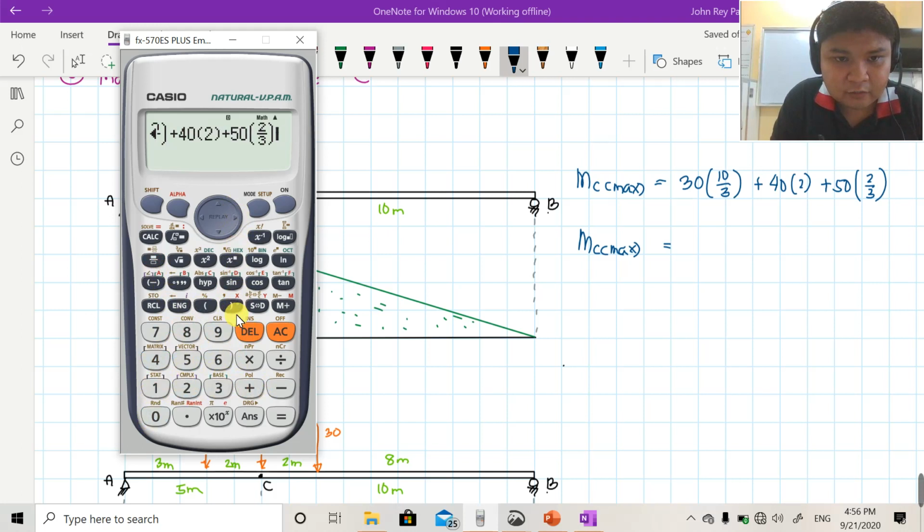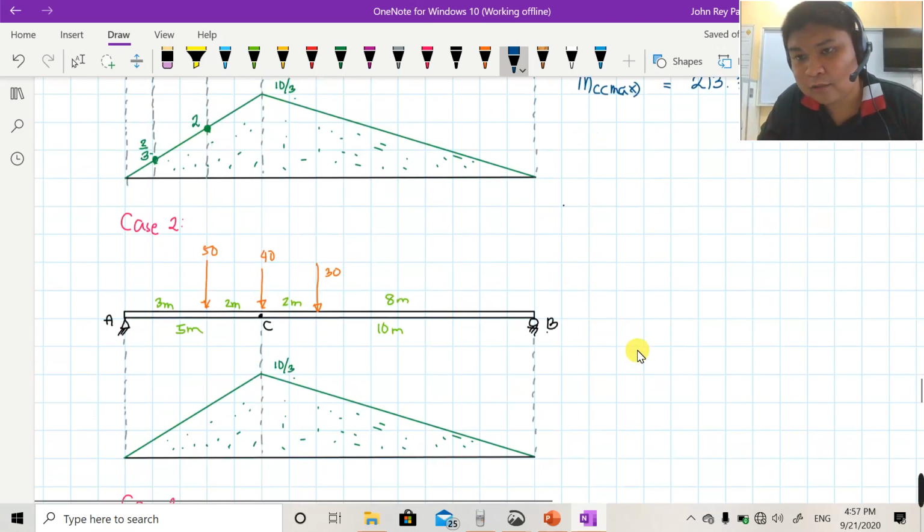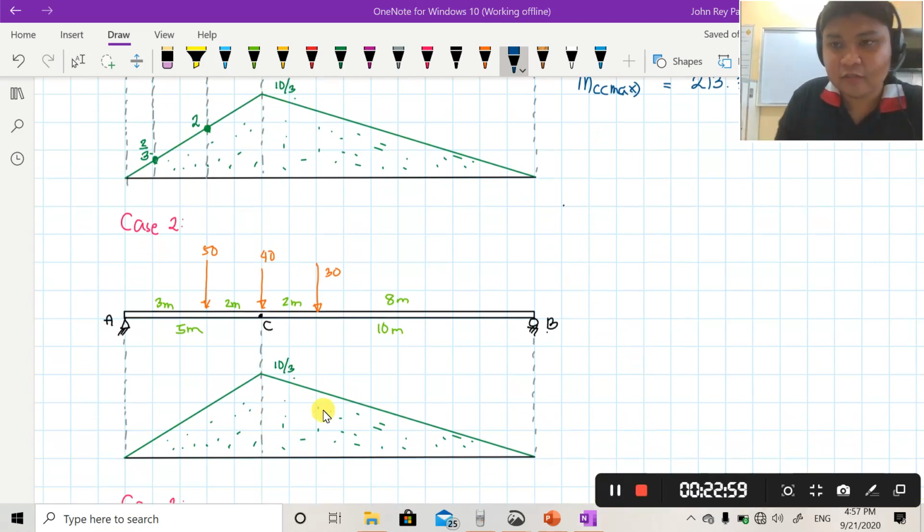So, the numerical value, class, will be 213.3333 kilonewton meter. Of course, the unit of moment is kilonewton meter. Okay? So, for case 2 naman, let's proceed here.